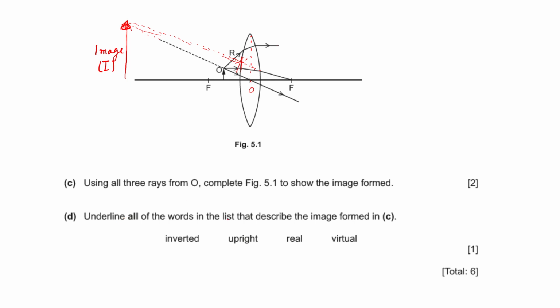Similarly, underline all the words that describe the image formed. This image is, first of all, upright, and upright images are generally virtual. So these are the answers.